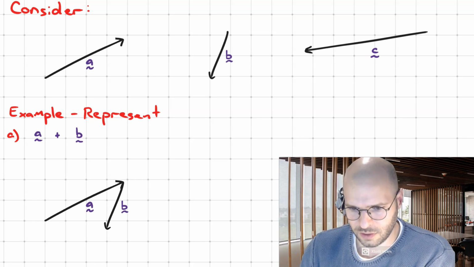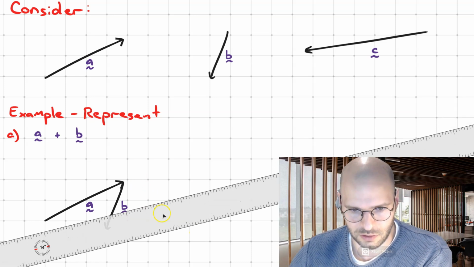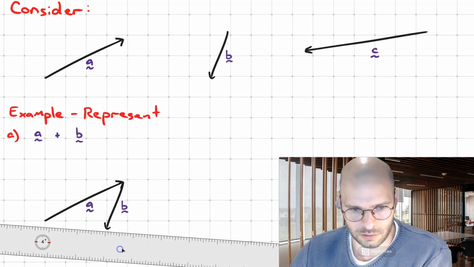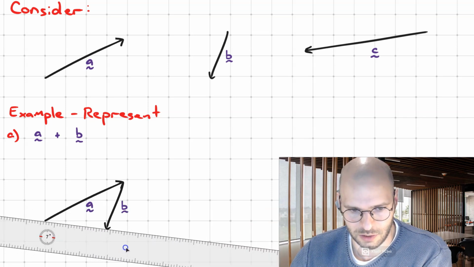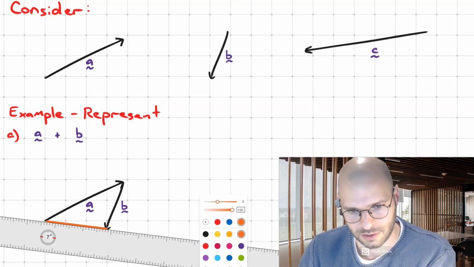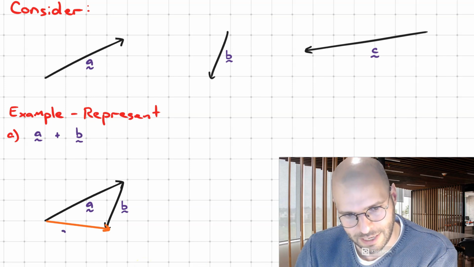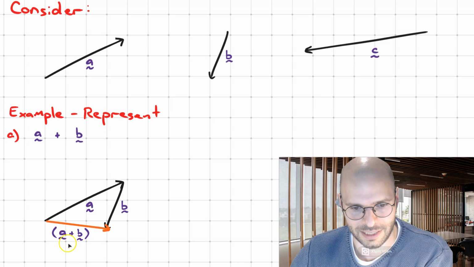Finishing this off, I'm going to get my resultant vector. So I'll get my ruler for this one and I'll try and match it up so I go from my starting tail and finishing at the ending head. Drawing the resultant vector, we have vector A plus B. So this is the representation of vectors A plus B, this orange one over here.